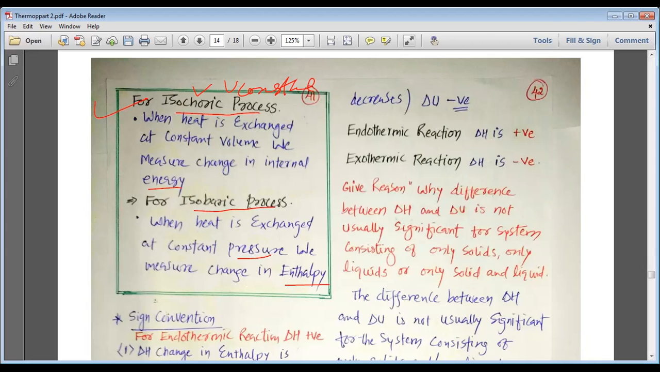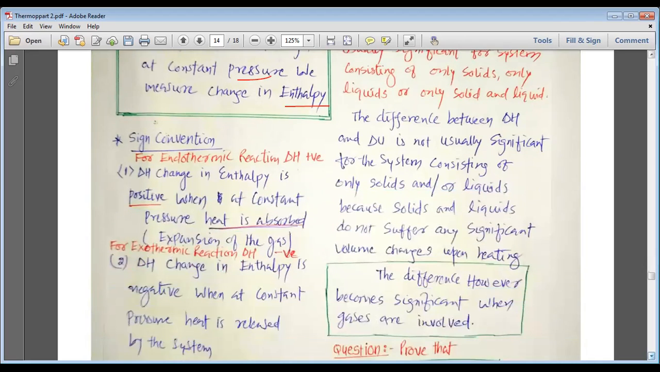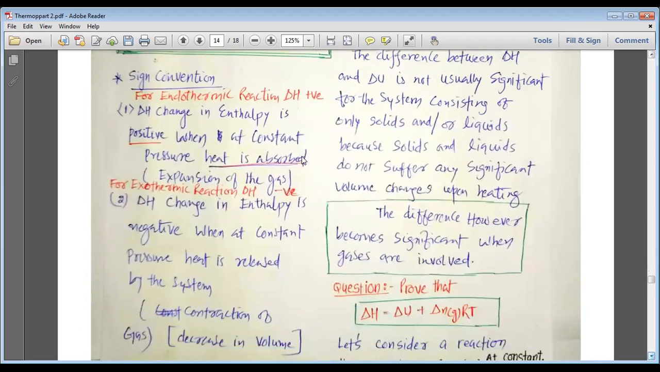So when volume is constant, the heat exchange is known as the change in enthalpy. My dear students, we need to understand the sign convention. For an endothermic reaction, delta H is positive. Delta H, the change in enthalpy, is positive when at constant pressure heat is absorbed or there is expansion of the gas.